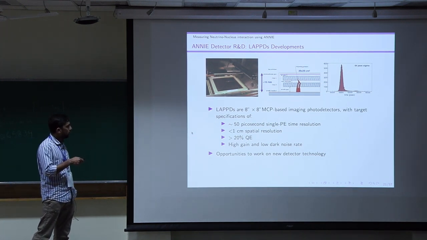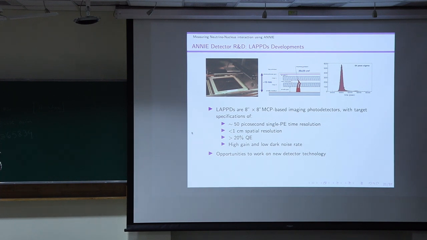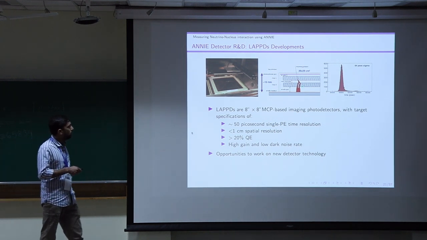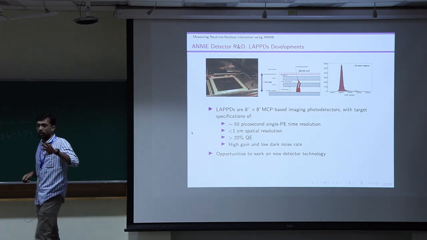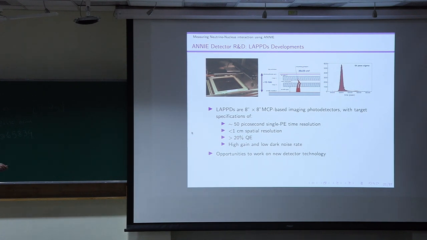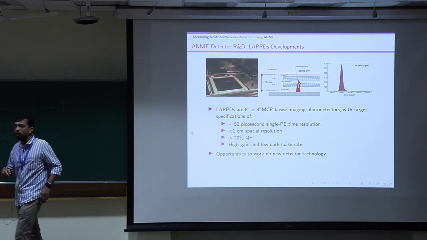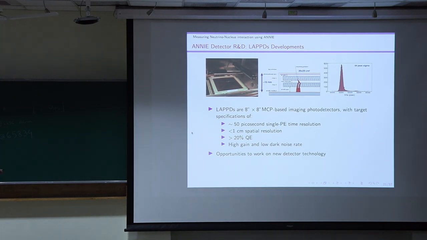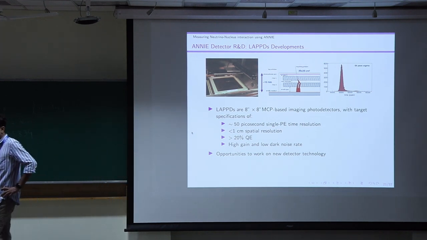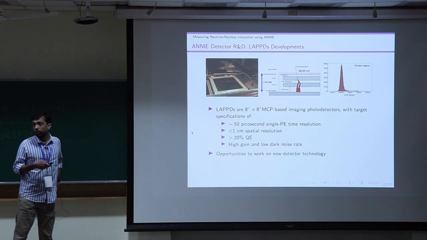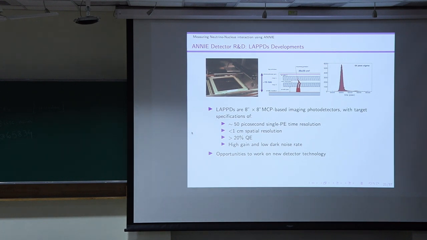This is a 20 centimeter wide tile, and the good thing here is that the transit time spread, if you measure it, is around the picosecond order. So you can do a lot better physics. If your physics requires picosecond order resolution, one can do it with the LAPPDs, whereas you cannot do that with PMTs, because a conventional PMT has a transit time spread of around a nanosecond. So in that sense, LAPPDs are a very promising detector technology, where one can do physics which requires much better time resolution.